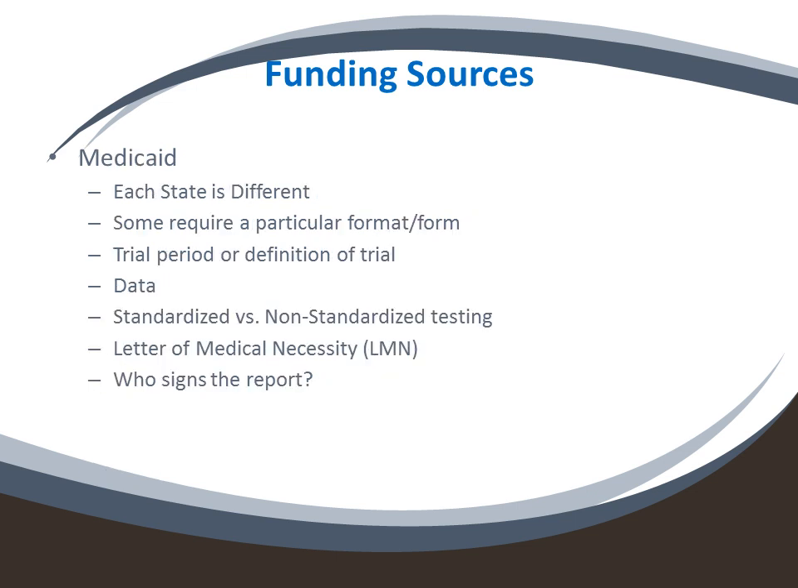Let's keep going. Let's talk about Medicaid. Each state is different. Some is going to require a particular format or form. So you need to check with your own state. So most of the time it's the DHS website. Find the form, or you can check with your DME provider. Sometimes the DME providers are well versed in a certain state, but you can check and see, is there a certain format or do I create my own? Some states allow you to create your own format. Some say, nope, you have to use our dedicated form.